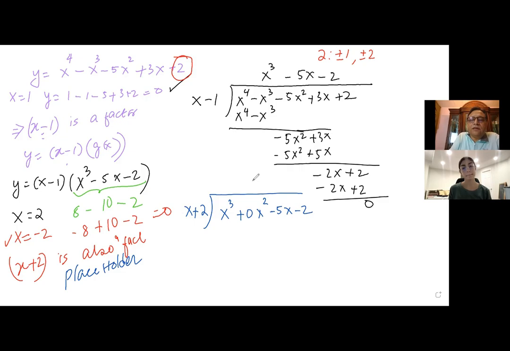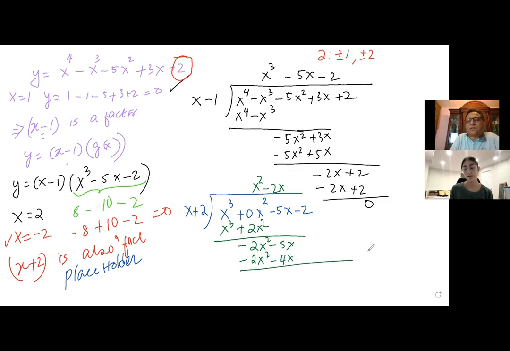Okay, now you can divide. Should we start with x squared? Yes, you are right. So x cubed plus 2x squared. And when you subtract, you get minus 2x squared minus 5x. And then minus 2x squared, we do minus because we want the minus to go away, plus minus 4x. And when you subtract, you get what? It's minus x minus 2. And so then can we just do minus 1? Minus x minus 2, and then that's 0.